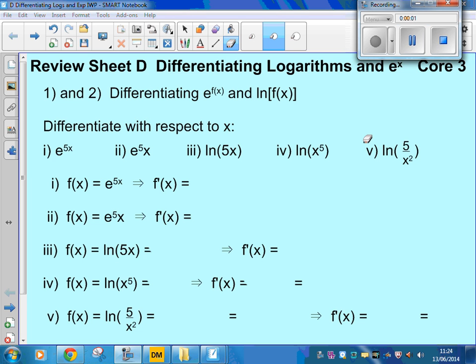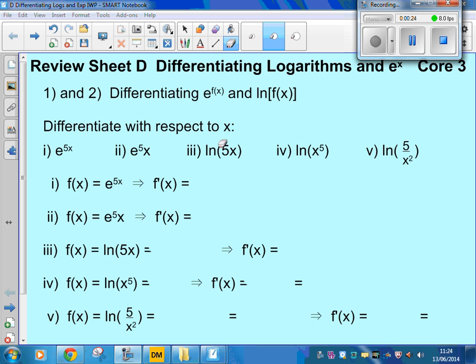Review sheet D, differentiating logs and e to the x. The questions on this video are not the same as those on the review sheet, but they are similar, and so if you work your way through the video, then it will help you with the questions on the review sheet. First one is differentiating any functions linked with e to the x or ln of x.